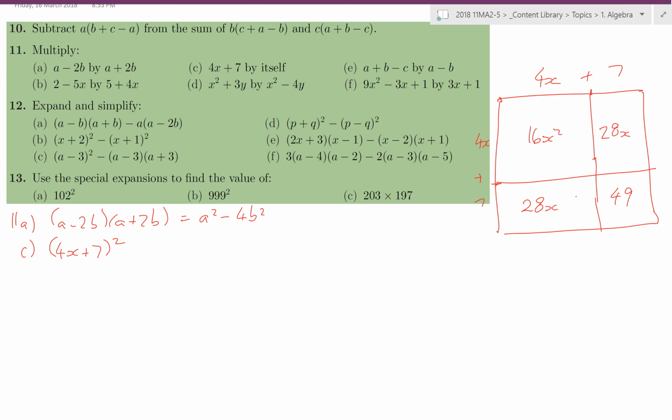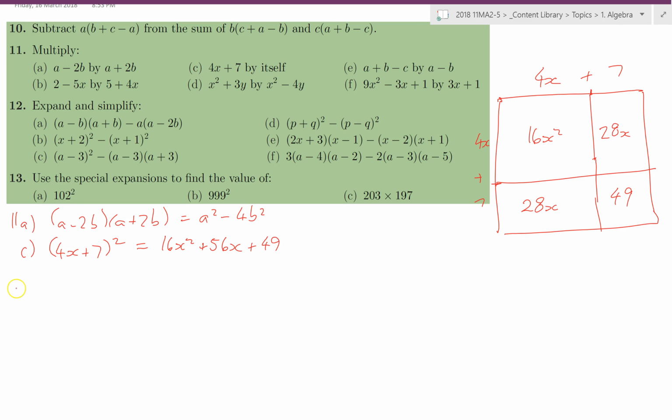So altogether, I don't just have the 16x squared plus the 49. If I did that, I would miss these bits on the side. So the way this works is, our shortcut is square the first, 16x squared. Now multiply those two things together. I get 28x, and I've got two of those, so double that, and I get 56x, and a plus 49 on the end. Isn't that good? So there's our expansion. Lovely. And I've got a bit of a geometric picture to remind me of what's happening there.